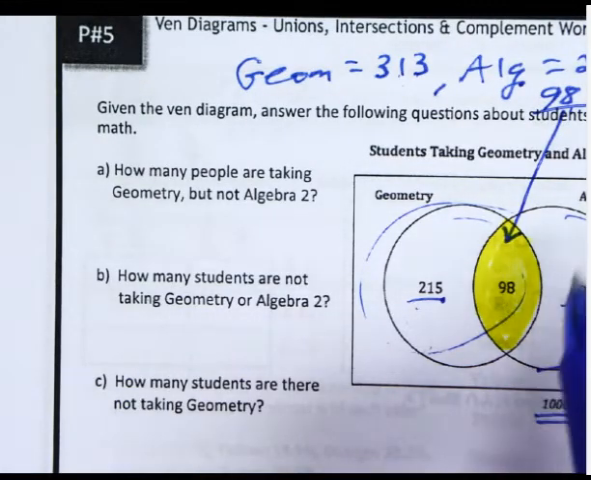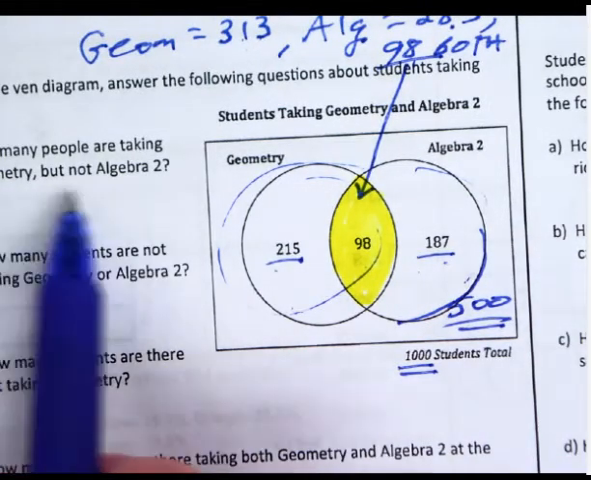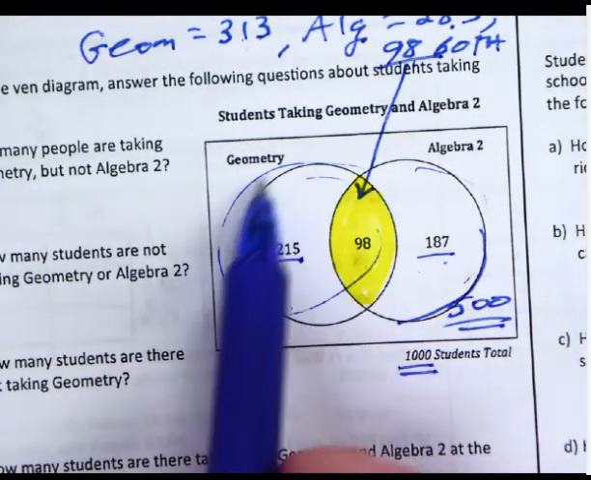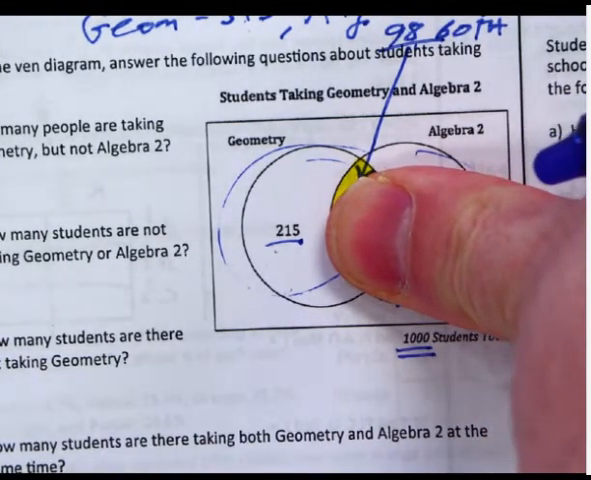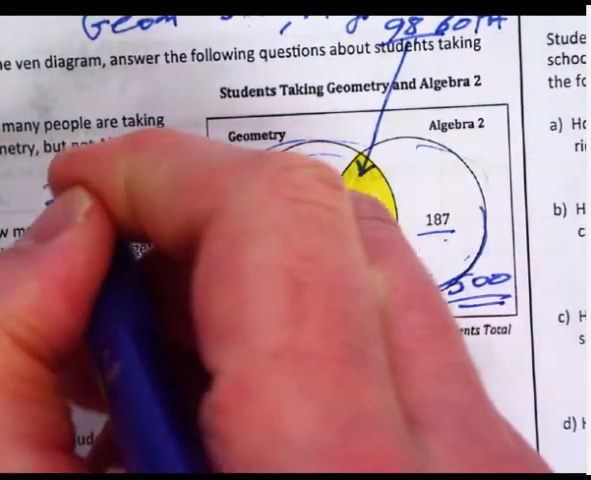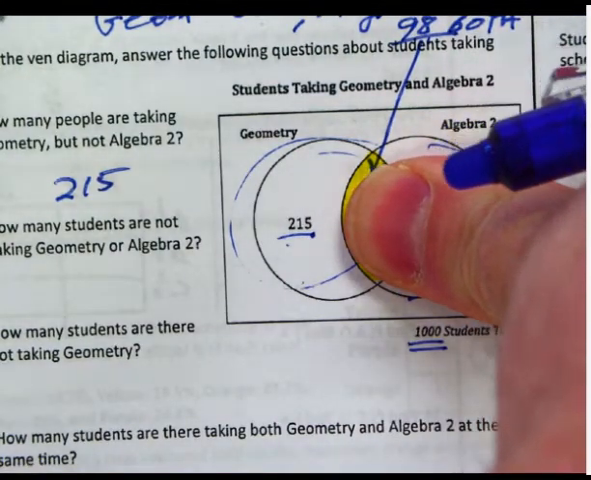Now, Venn diagrams come down to being able to just find those quantities. How many people are taking geometry but not algebra 2? So that means they're in geometry but they can't be in algebra 2. So we'd cover up algebra 2 completely, and that answer would be 215. There's 215 kids taking geometry that are not taking algebra 2. We just thumb that over, cover that up.